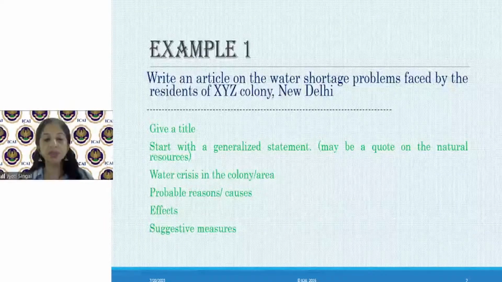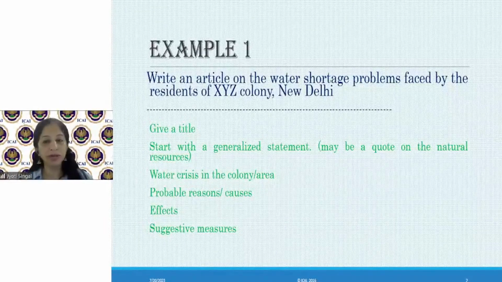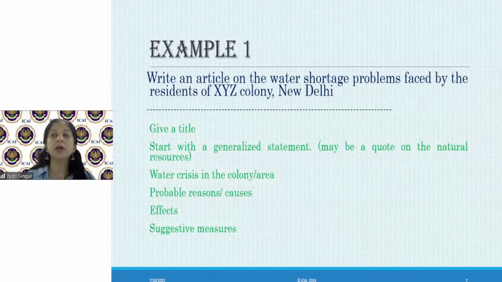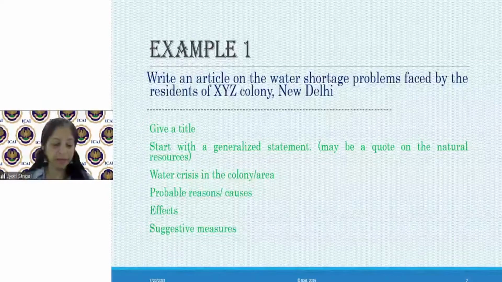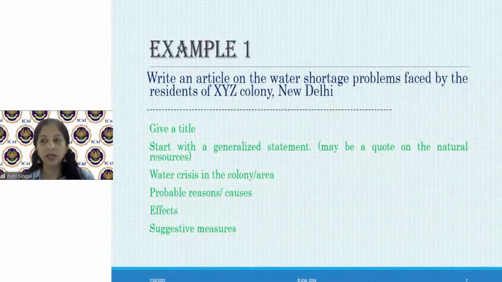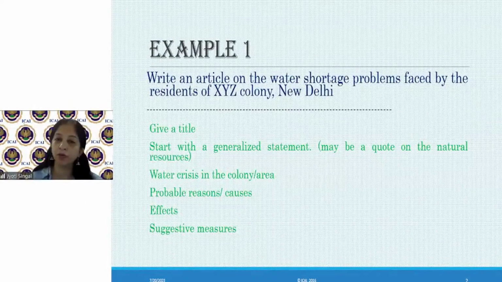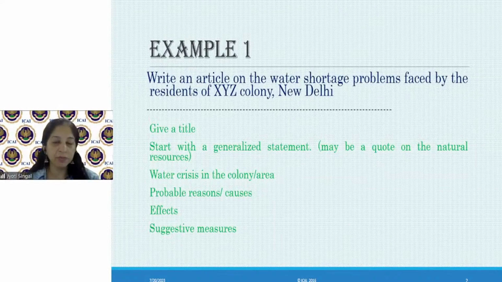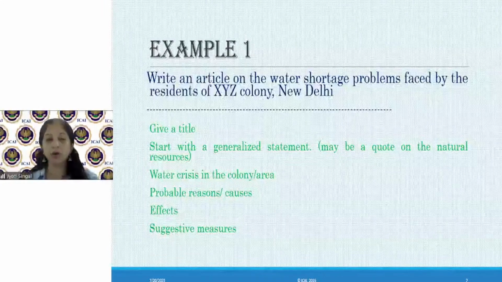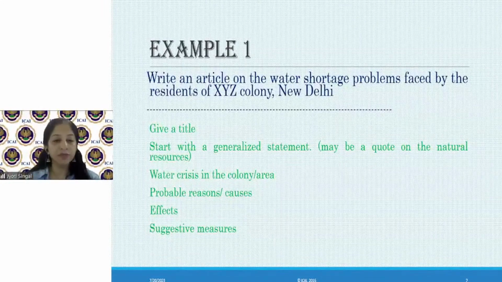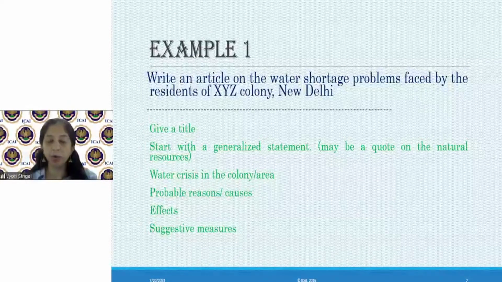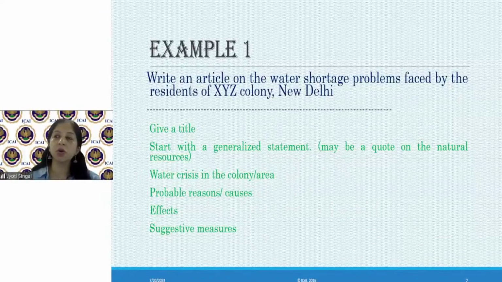Next is start with a generalized statement, maybe a quote on the availability of resources, which means water is the basic amenity of life which everybody deserves to use and get. However, XYZ colony people are suffering on the other side. XYZ colony people are not of this belief. For them, water has become as precious as a jewelry or a gold item because for the past 5 days, people or residents of this colony have failed to get proper water supply. This has caused a lot of sanitation, health, and hygiene issues, etc.